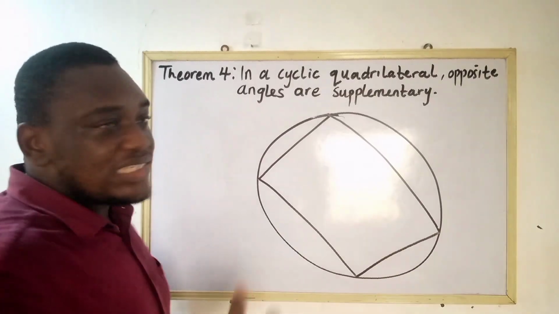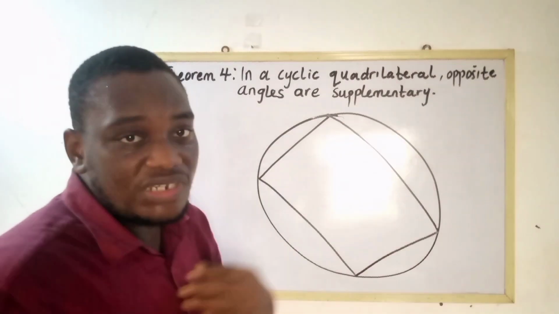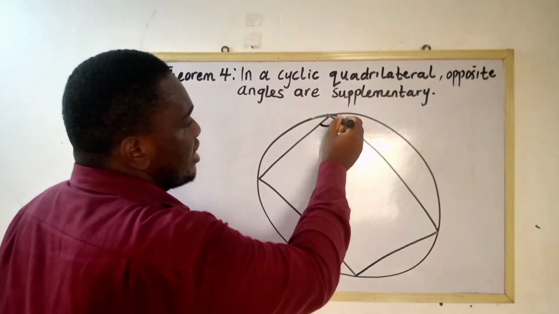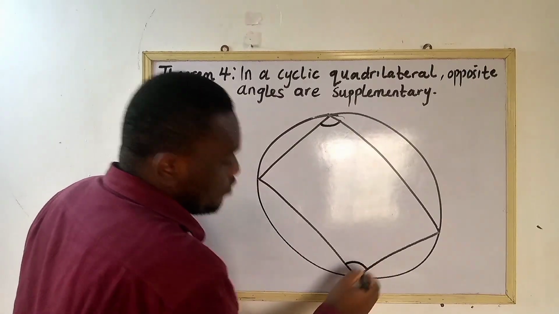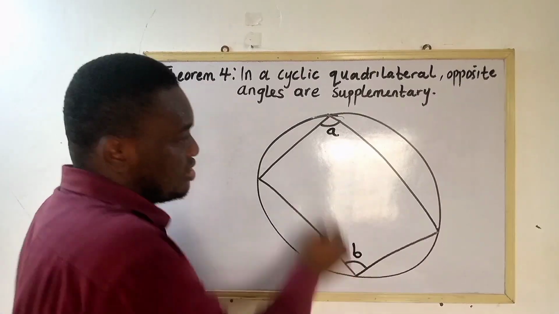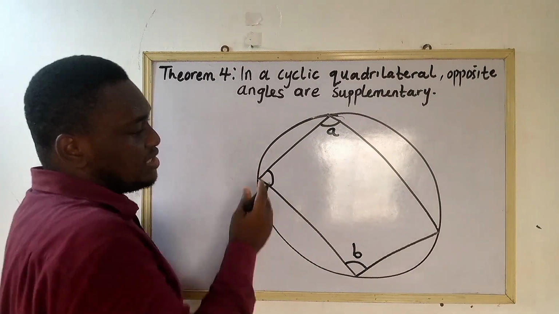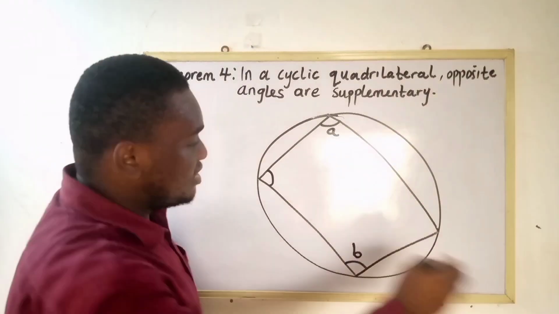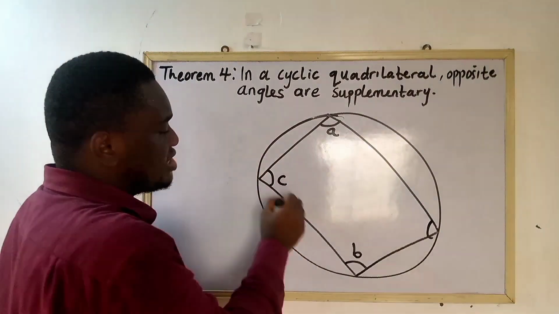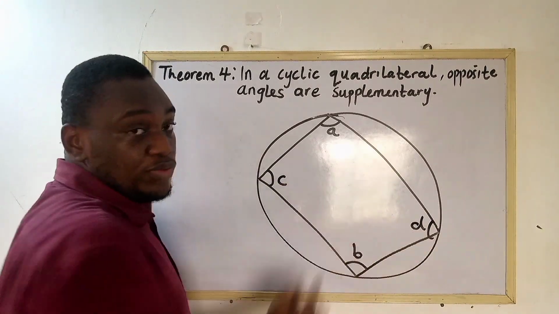Now, what are opposite angles? Opposite angles are angles directly facing each other. So if this is an angle over here, and this is an angle over here, those angles are opposite. So this is angle A and angle B, they are opposite angles. If this is an angle over here, the angle directly at the other end is this angle. If I call this angle C and I call this angle D, then C and D are opposite angles.